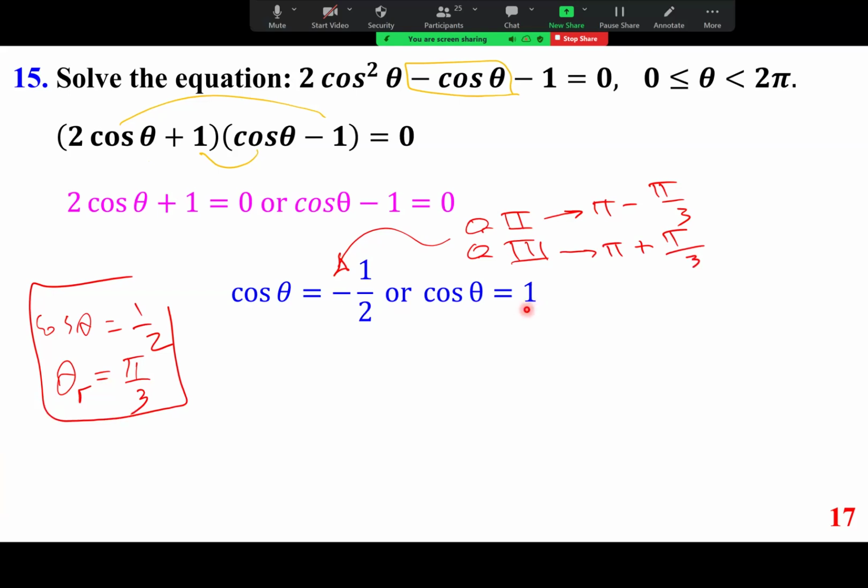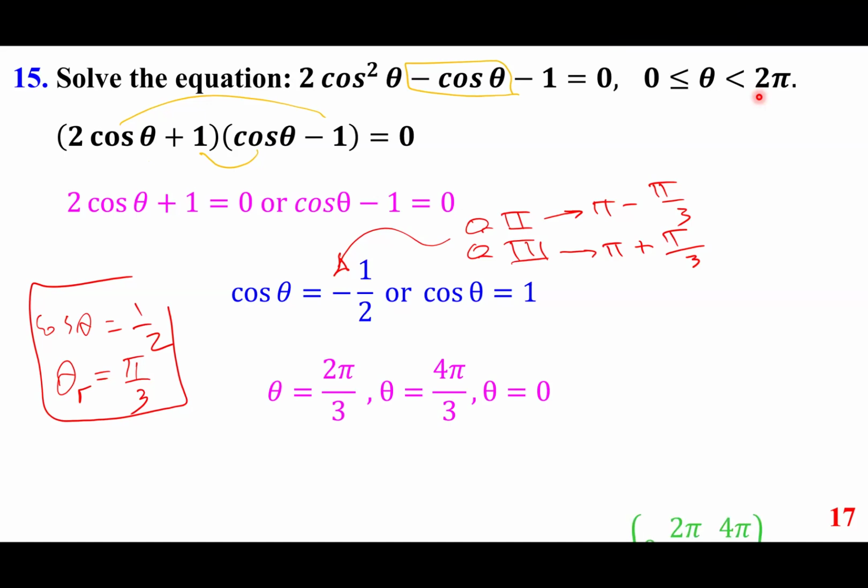And of course, cosine is 1 when the angle is 0. So 2 pi over 3, pi minus pi over 3 is 2 pi over 3, pi plus pi over 3 is 4 pi over 3, and this one is cosine theta equals 1. You don't want it. That's why it's from 0 to 2 pi. 2 pi is not included because in essence 2 pi is the same as 0. So those are the three answers.